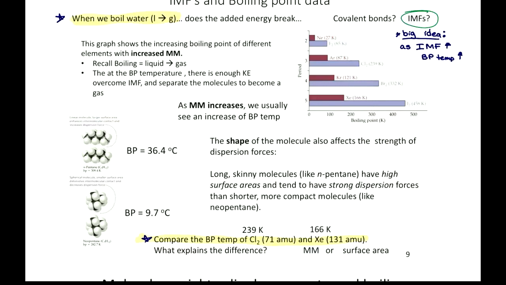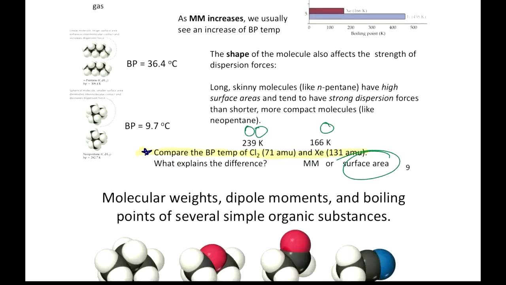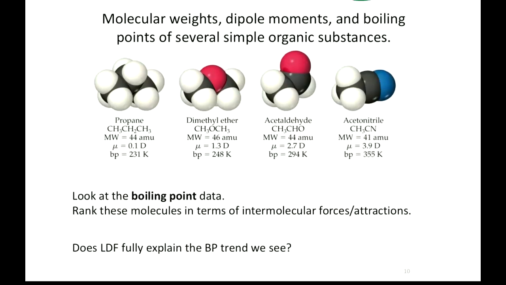Surface area. So if we think about surface area, diatomic chlorine has double the surface area of a xenon atom. So the answer here is surface area. Chlorine has more surface area because it's a diatomic molecule. So don't automatically think that LDF is related to molar mass. It is when the molar mass difference is really, really big. But in this case, it's actually surface area that makes the difference. So I tricked you.